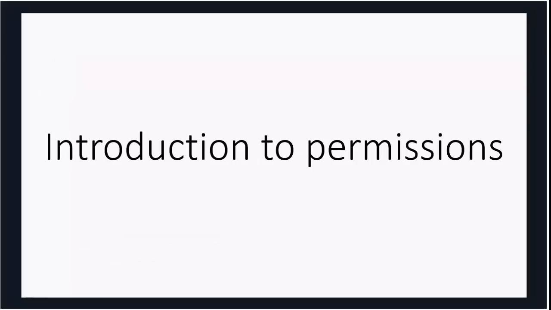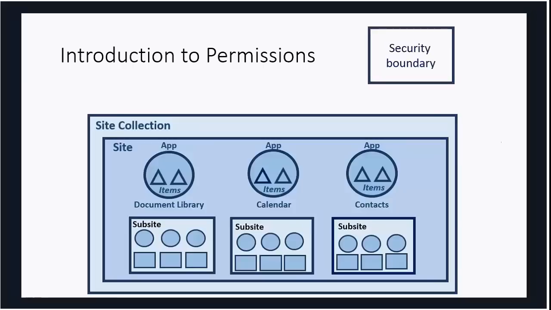Okay, so one of the other most common questions I see out there is, how do we manage permissions? So again, think of permissions very much like a file system. So here's our structure again. Our typical structure has a boundary at our site collection and a boundary at our site. All our apps have individual security boundaries, as well as our items and our subsites flowing down the tree.